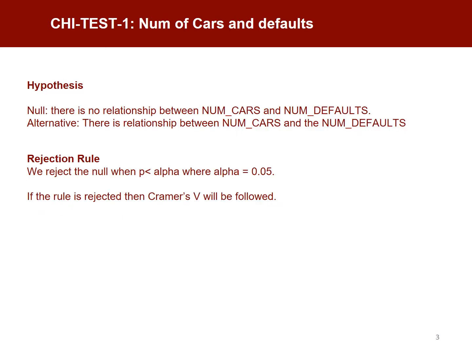As we can see in the results of chi-test number 1, number of cards and defaults, the hypothesis states the null: there is no relationship between number of cards and number of defaults. The alternative is there is a relationship between number of cards and number of defaults. The rejection rule is we reject the null when the p-value is less than alpha, where alpha is equal to 0.05. If the null is rejected, then Cramer's V will follow.